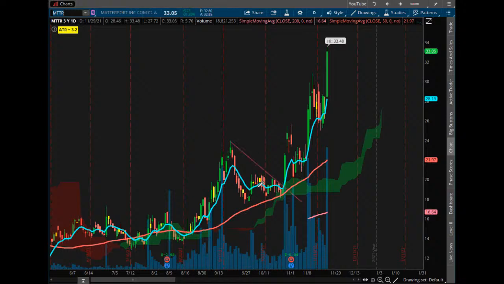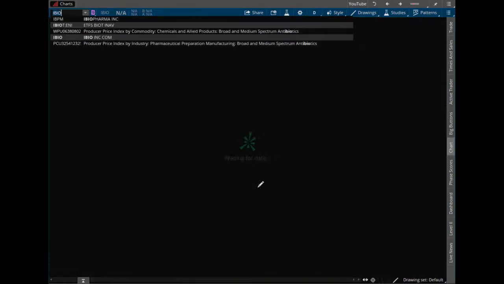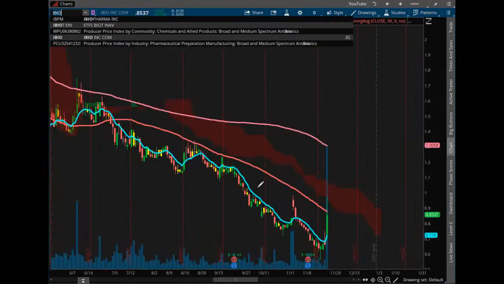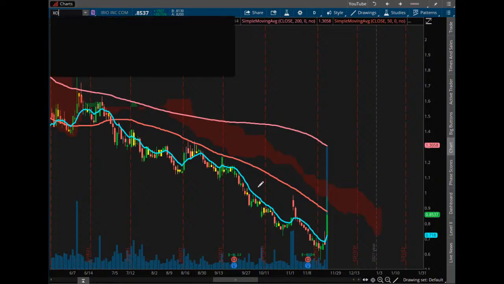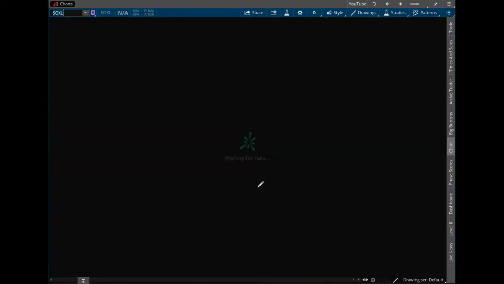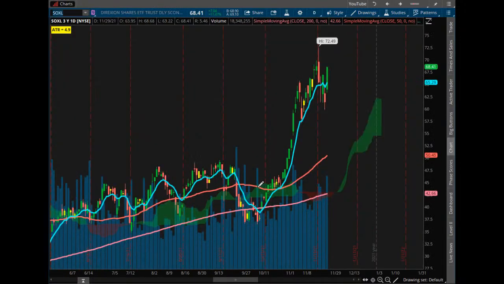MTTR. Woo! There's another one. That's another candle we like to see on our birthday cake. So really, really nice push on that one. The iBio. That's a nice one too. Watch that upper shadow on that one. The SOXL. Decent move on this one here too, and moving after hours as well. So pretty cool stuff there.